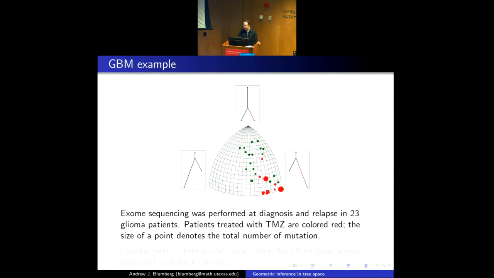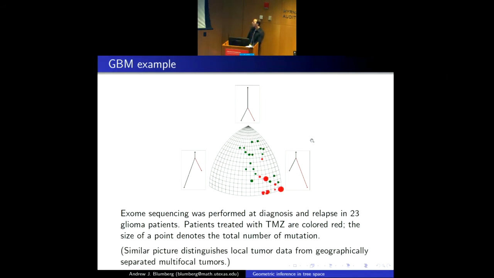And what you see, without talking about any sort of analysis of this, is that you can see very clearly that for patients treated with TMZ, the points in the space cluster down in the right-hand corner. And we added a sort of annotation for size to indicate the total count of mutations. This is a normalized picture. Now, there are similar analyses that were done in work on distinguishing local tumor data from spatially separated multifocal tumors. And so this is a reasonable tool.